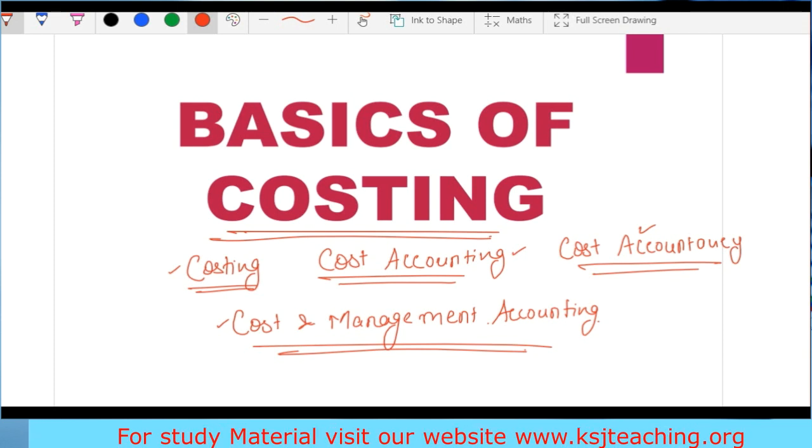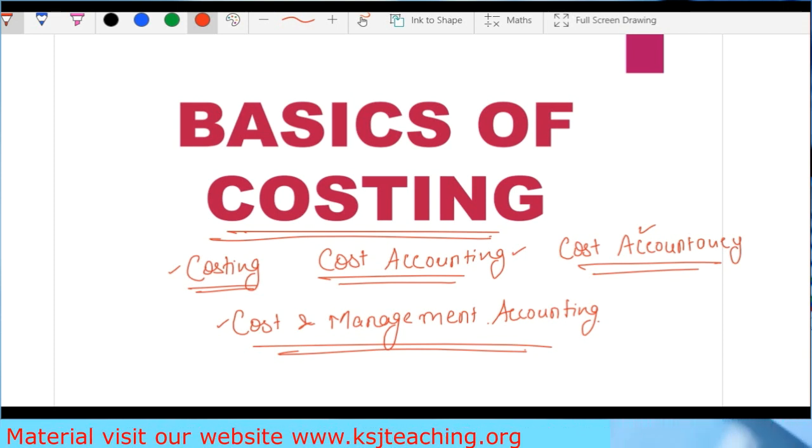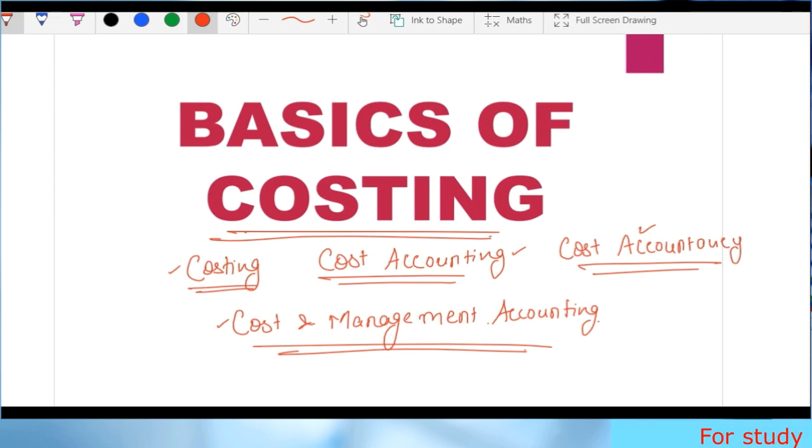There is a slight difference in the meaning of all these. Costing is something different, cost accounting is different, cost accountancy is different. I'm going to discuss each and everything with you, what is the meaning of all this. So we are going to start with these basics now, the different terminologies.